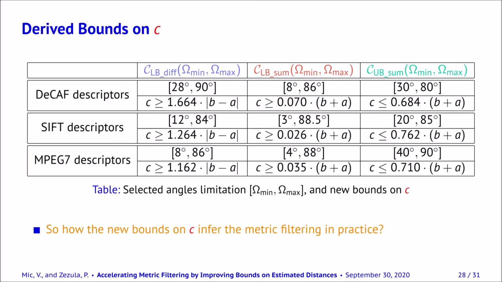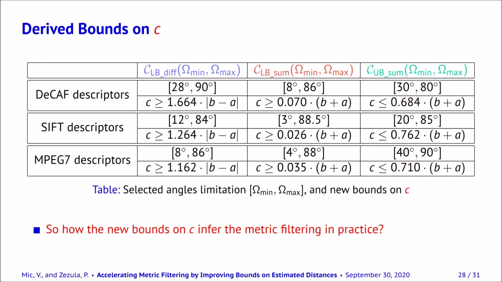Here. The lower bound based on the difference of B and A is thus increased by 66, 26 and 16% in case of DeCAF, SIFT and MPEG-7 descriptors respectively. The new lower bounds on C based on the sum of B and A are established, and the upper bound on C based on the sum of B and A is decreased by 32, 24 and 29% respectively.